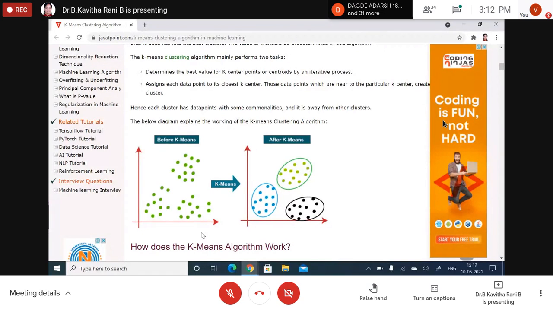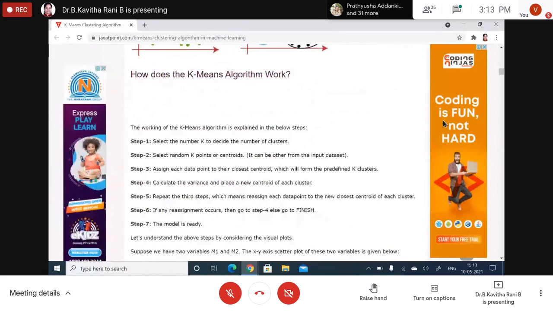What does it do? We have plotted all the data. If you see here on the screen, you are having two graphs. On the left hand side graph, there are different types of data which has been plotted. Now what we have to do, we have to group this data. I want to group it into 3 clusters, so I'm using k-means. Before k-means, it looks like that. After applying k-means, it has been grouped into 3 parts: black as one group, green as one group, blue as one group.